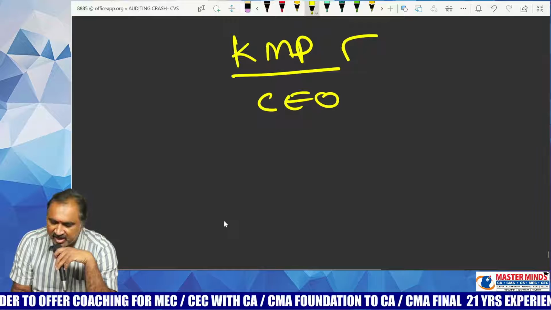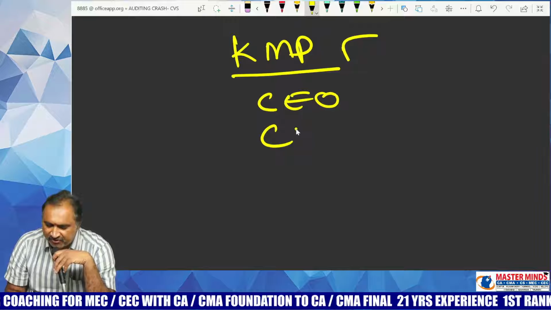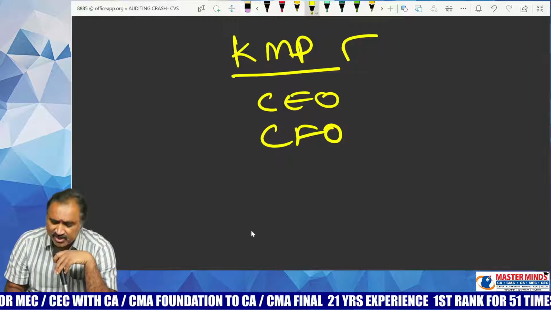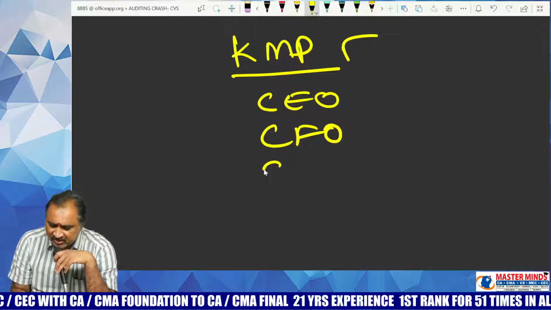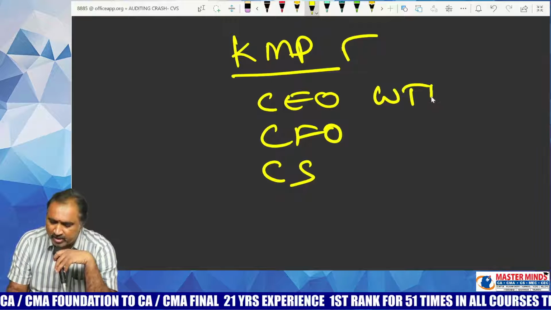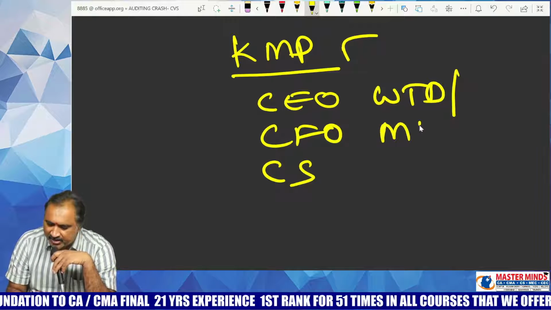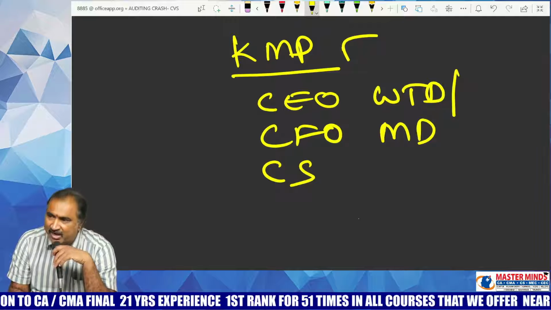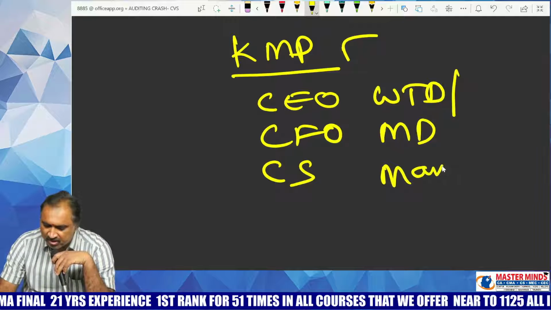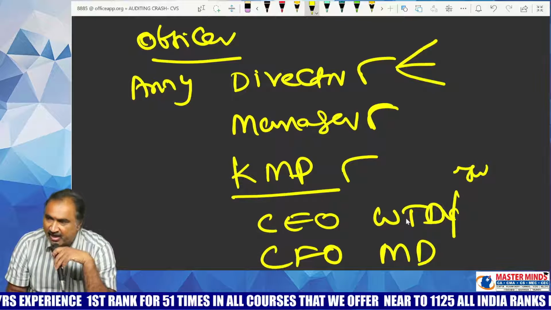CEO of the company, CFO of the company. CEO implies Chief Executive Officer. CFO means Chief Financial Officer. CS, Company Secretary. WTD, Whole-Time Director. MD, Managing Director. And Manager. The term manager is appearing both under the heading key managerial personnel as well as under the heading officer.